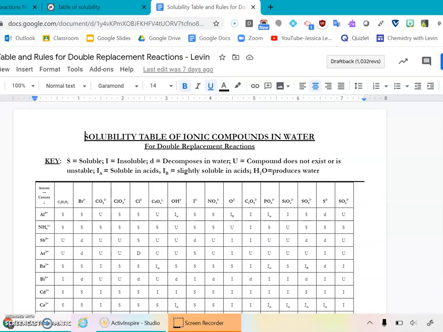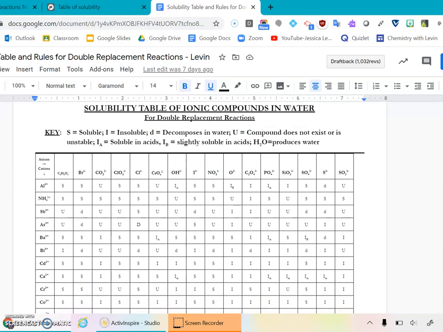But the solubility table that I give you, I print out ever so nicely like this. And up here is the key for you. You have S for soluble, I for insoluble, D decomposes in water, U it does not exist or is unstable. I with a little a is soluble in acids, and I with a B is slightly soluble in some acids, and if there's an H2O there, it produces water.